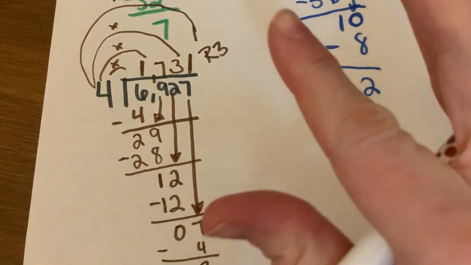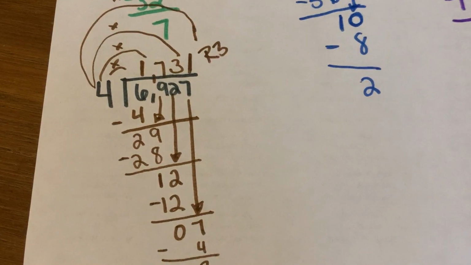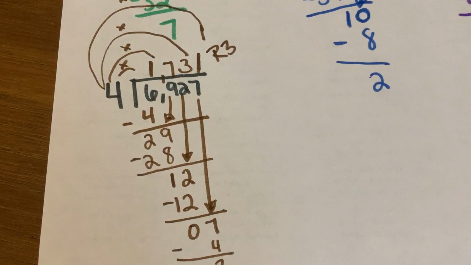1,731, remainder 3. I want you to remember, solving problems with bigger numbers is no different. All you're doing is doing the steps one more time. That's it. Okay.